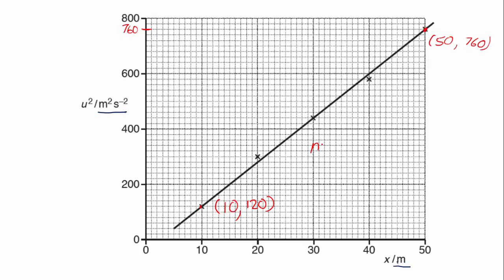The gradient of the line is the difference in y over the difference in x, so that's going to give me 760 take away 120 divided by 50 take away 10, so that is giving me 640 divided by 40, which is 16.